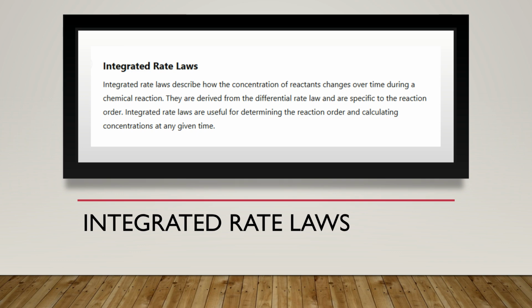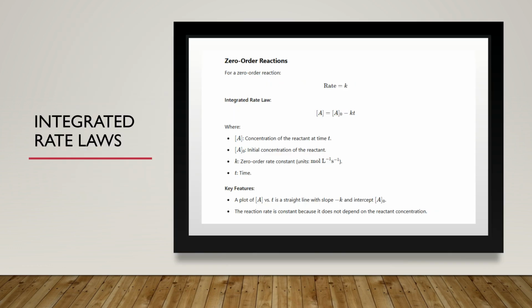Integrated rate laws describe how reactant concentration changes over time. They are derived from the differential rate law and are useful for determining the reaction order and calculating concentrations at any given time. For zero-order reactions, the rate is constant. The integrated rate law is concentration of A at time t equals initial concentration of A minus k times t. A plot of concentration versus time yields a straight line.